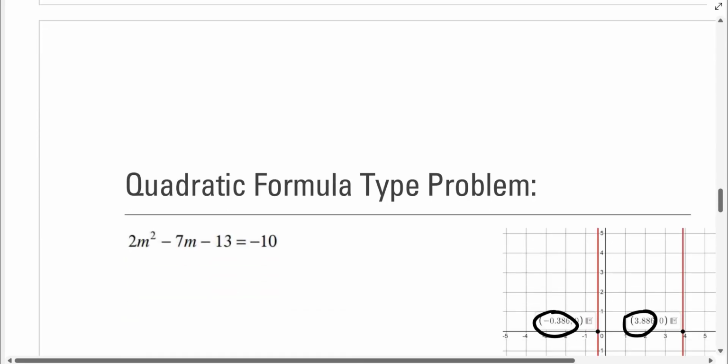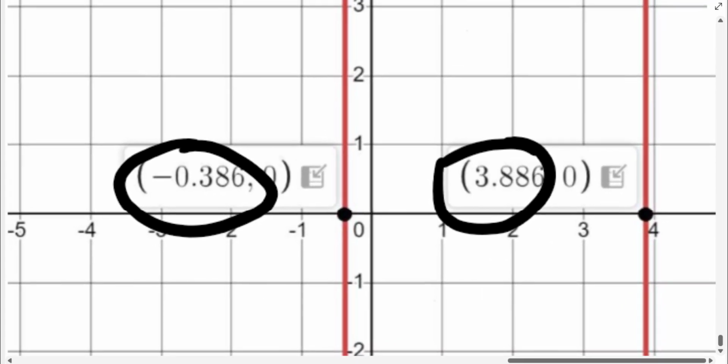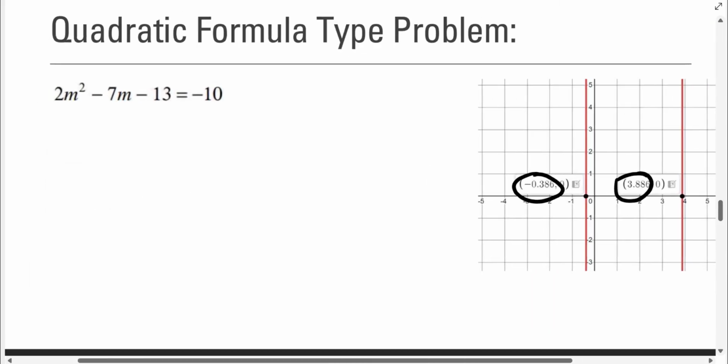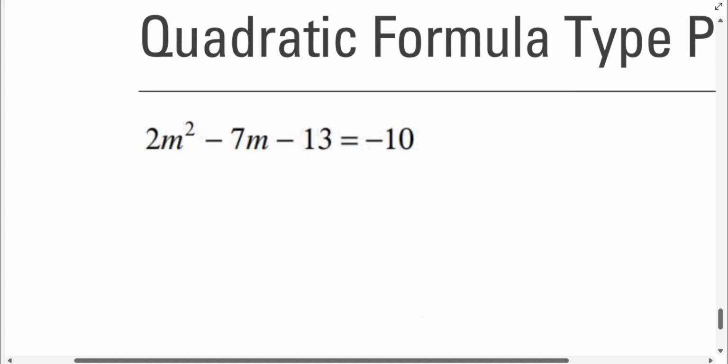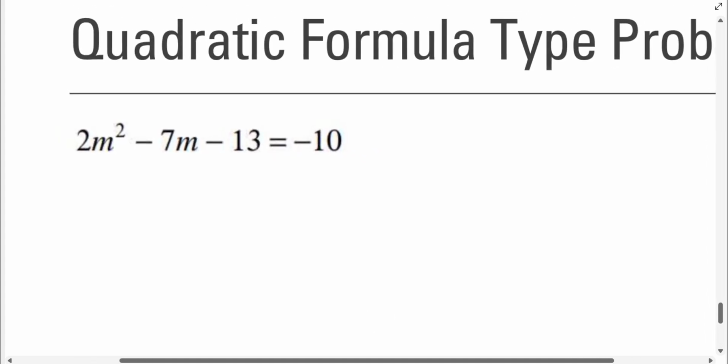But what happens if, like this one, for example, again, if we look at the graph, they're decimals. That's a big hint to me. I know I cannot do the X method. But again, most of the problems on the test, you're not going to have a graph. So how do you know? So the best way you know is you try the X method, and if it doesn't work, then you know that you have to use the quadratic formula.